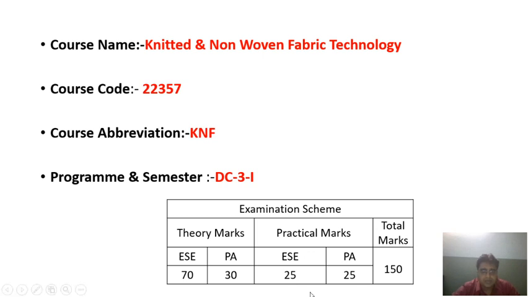Now, if you look at this table, this is our examination scheme for this particular course. This course has a theory as well as a practical. In the theory, the end semester examination carries 70 marks and the progressive assessment carries 30 marks. So the total weightage for the theory is 100 marks.